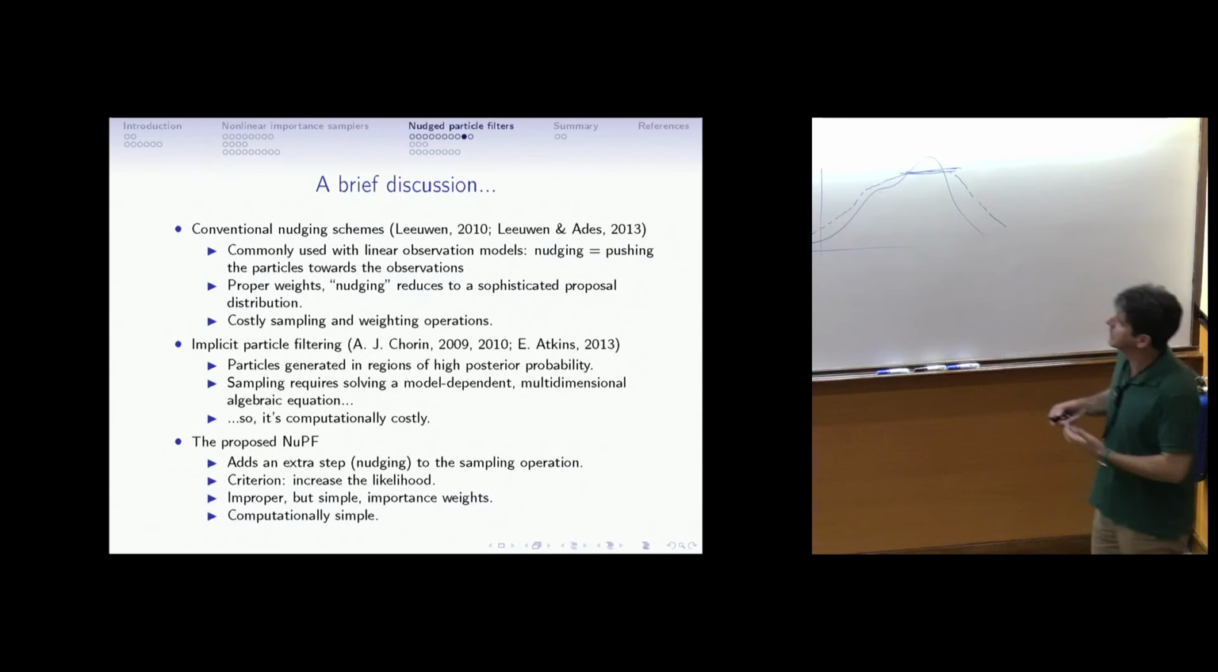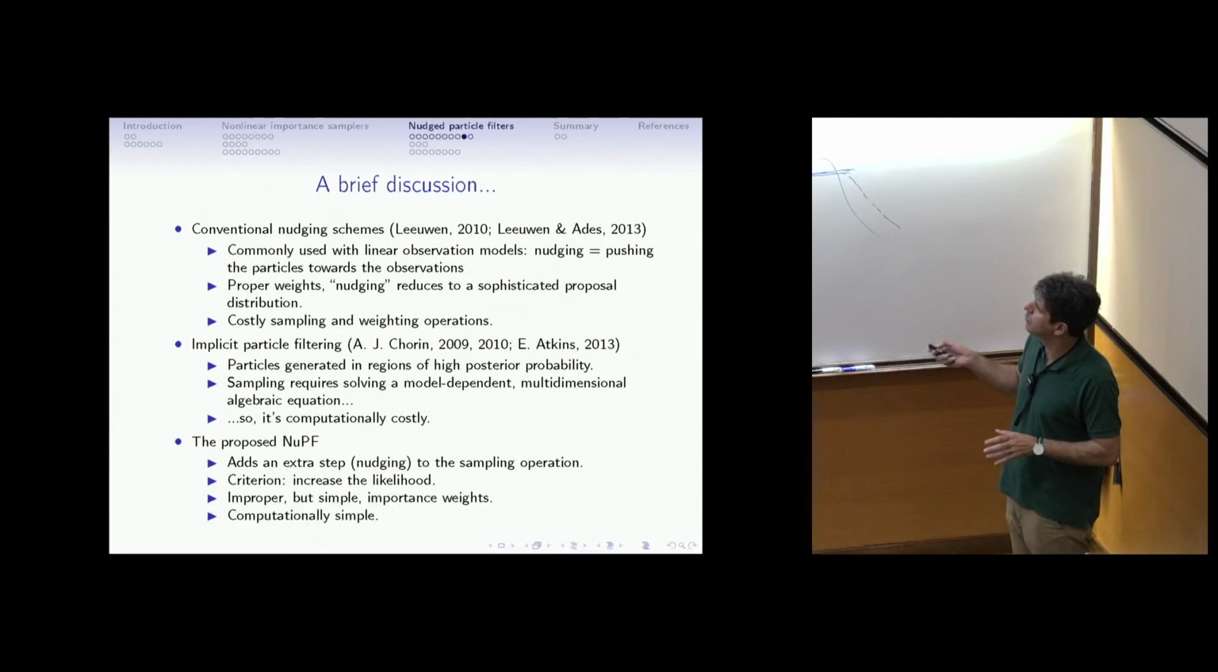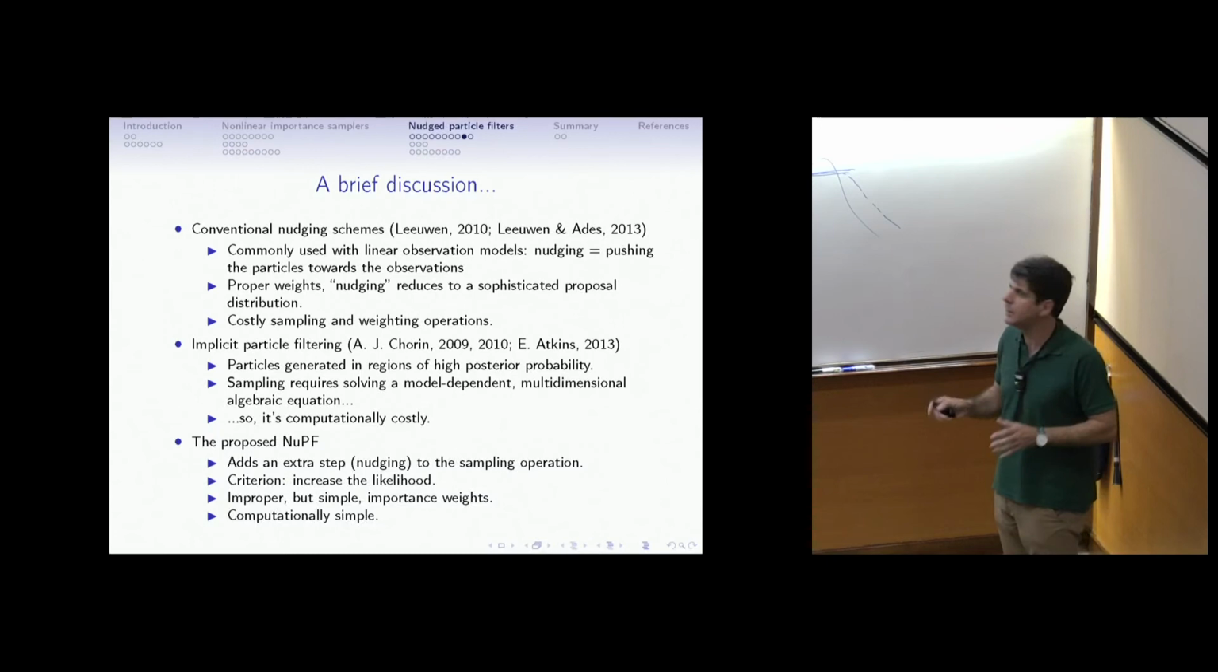So we actually avoid all this. We just nudge the particles in a very simple way. We just want to increase the likelihood a bit. We don't do anything to the weights, so they are not proper. Well, let them be not proper. And so the result is something computationally very simple.